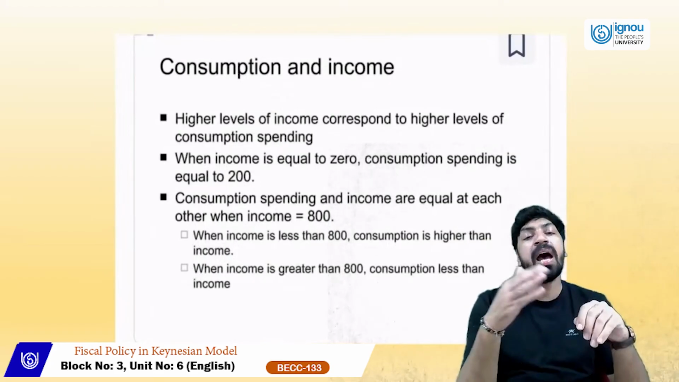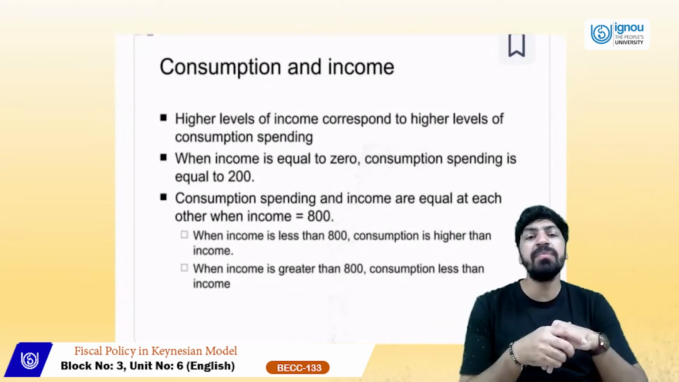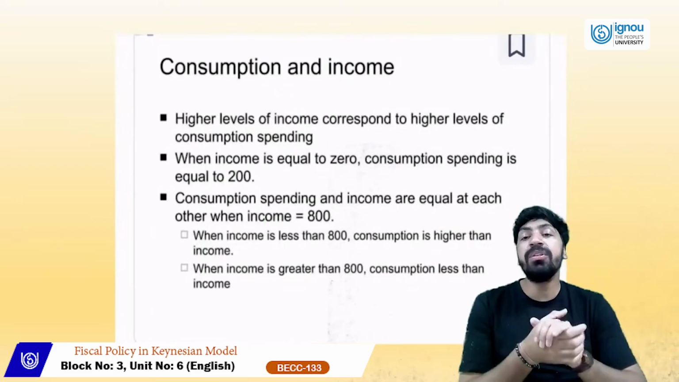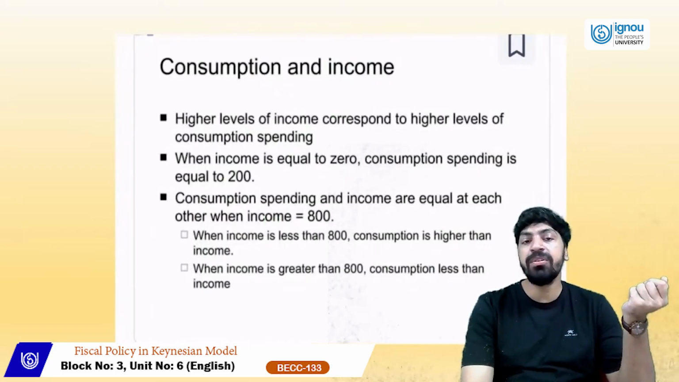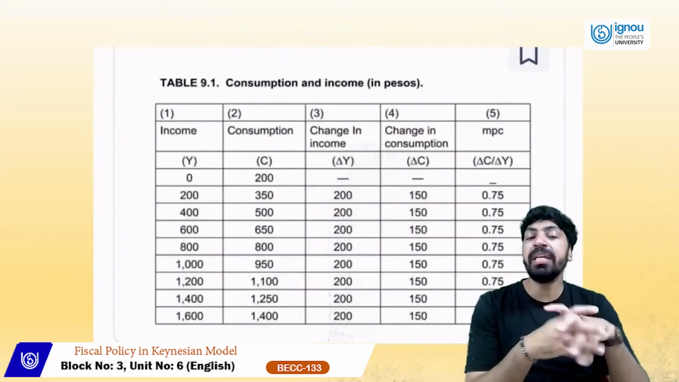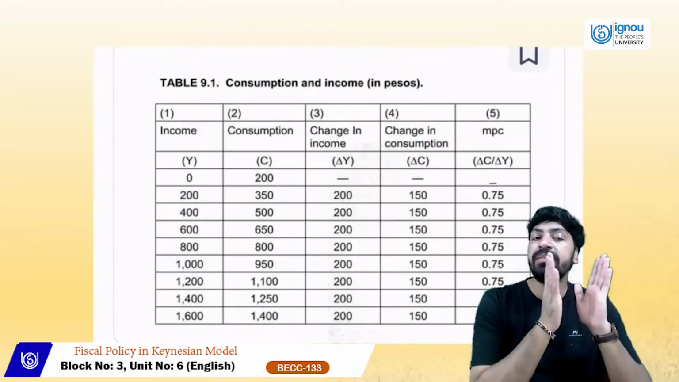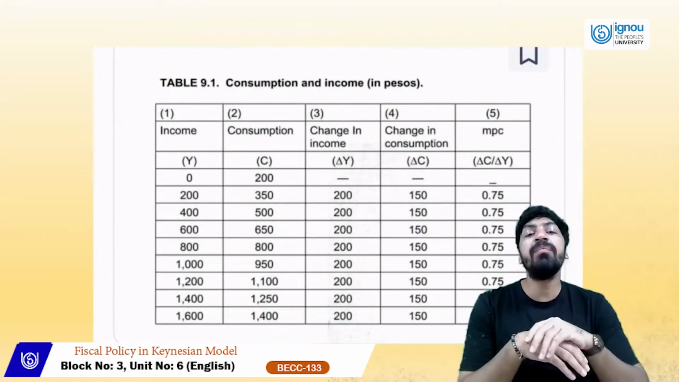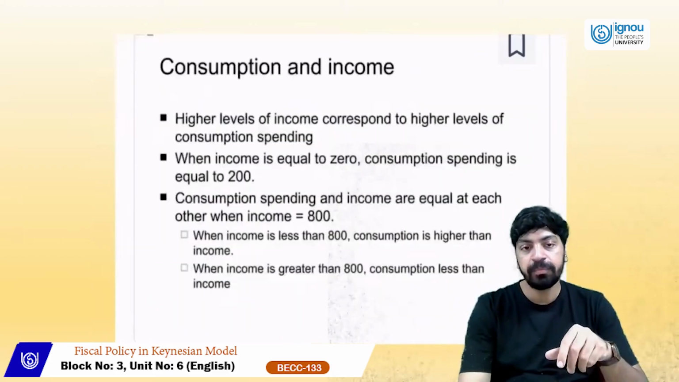Now we talk about the explanation of the table. If the level of income is higher, automatically your consumption spending would also become higher. If the income is equal to 0, that means consumption spending is equal to 200. The second point of the explanation is already mentioned in the table: when the income is zero, the consumption spending will be 200.